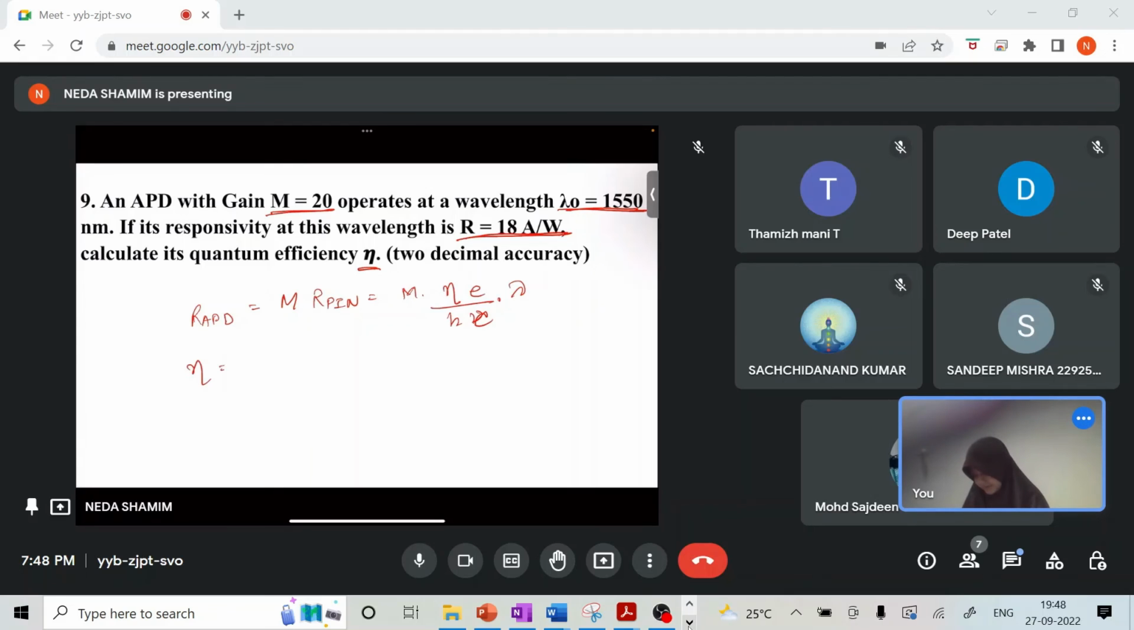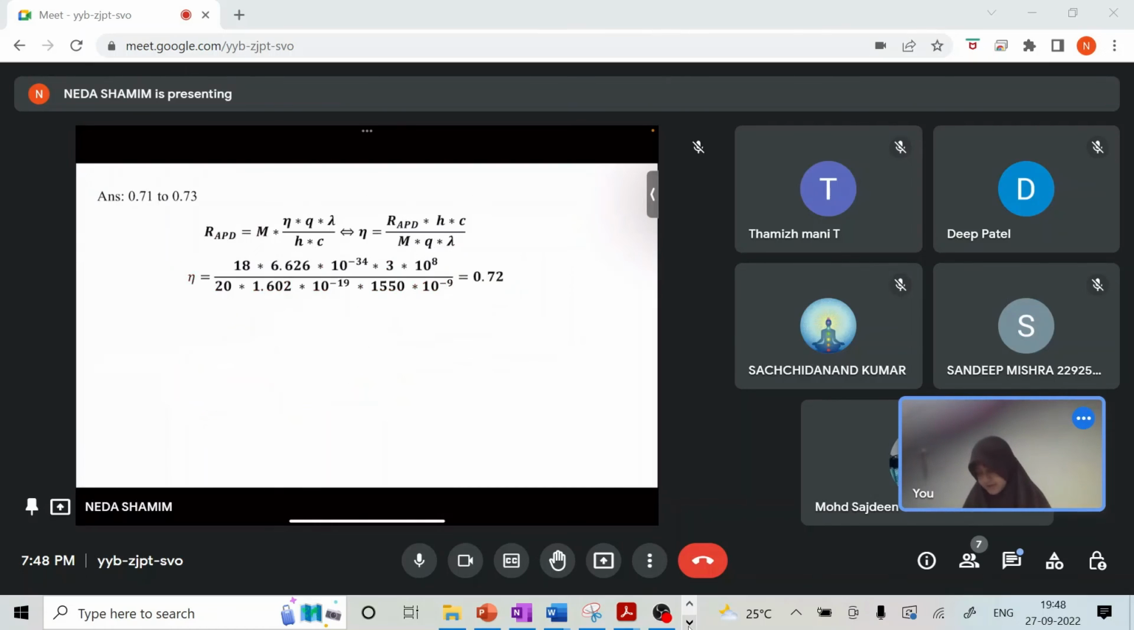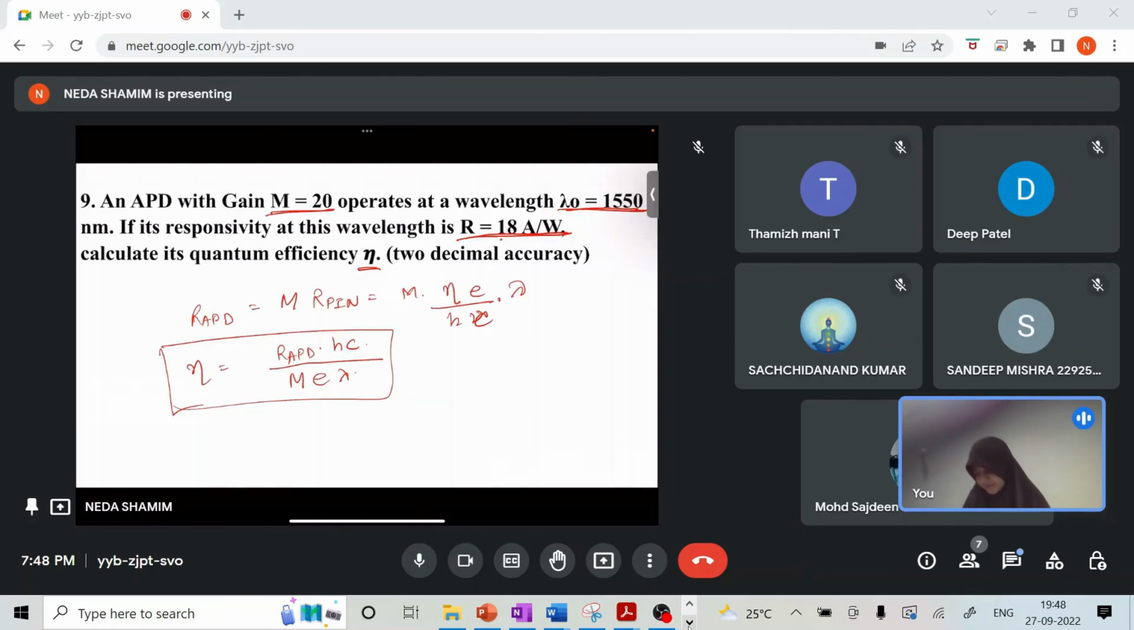Eta will be equal to R APD times hc by M e lambda. Am I doing something wrong? Yeah, this is how you'll find the quantum efficiency. Just substitute the values and find out. We know all the values given over there. Wavelength is given, R is given, M is also given. That is all you need. h and c are universal constants.